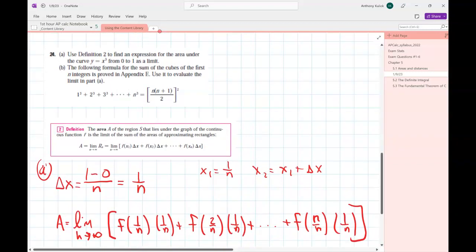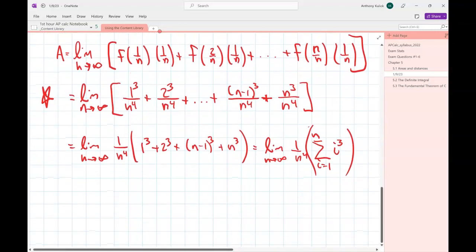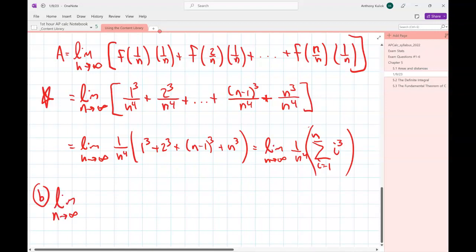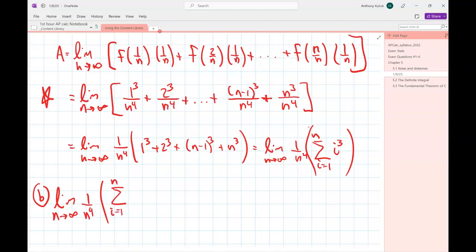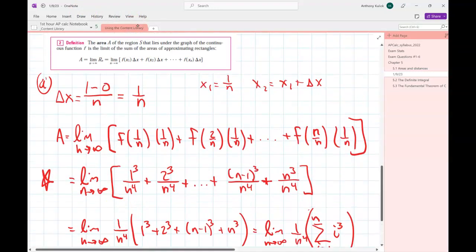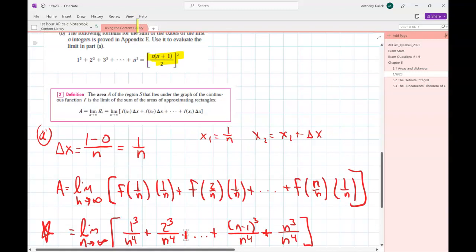Part B, it says the following formula for the sum of cubes of the first n integers is proved in Appendix E. Use it to evaluate the limit in part A. Okay. So that's really handy with where we left it, right? Because this piece I can just replace with this.